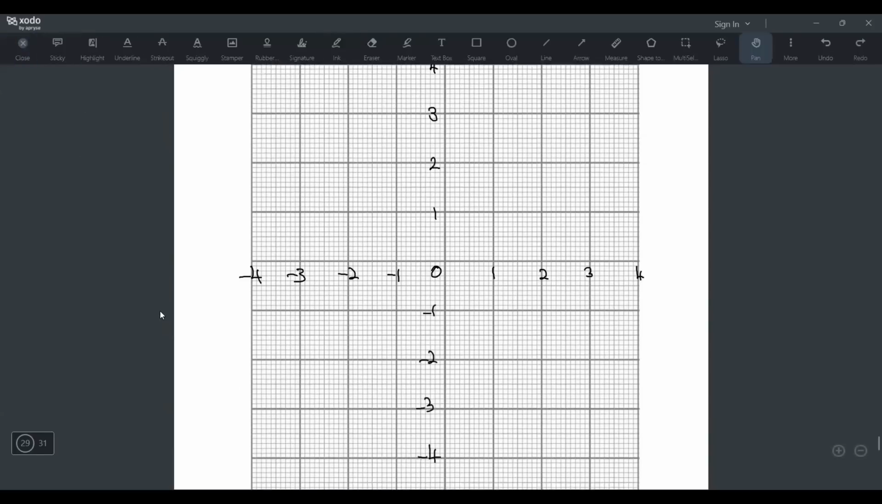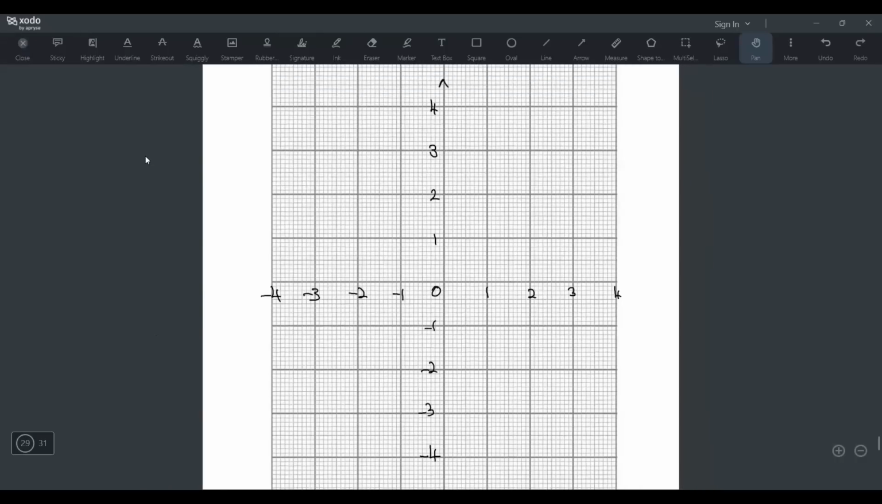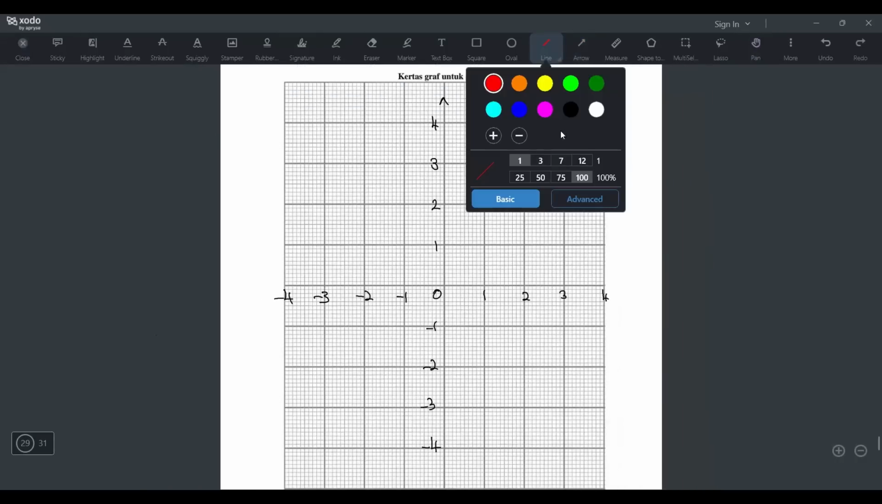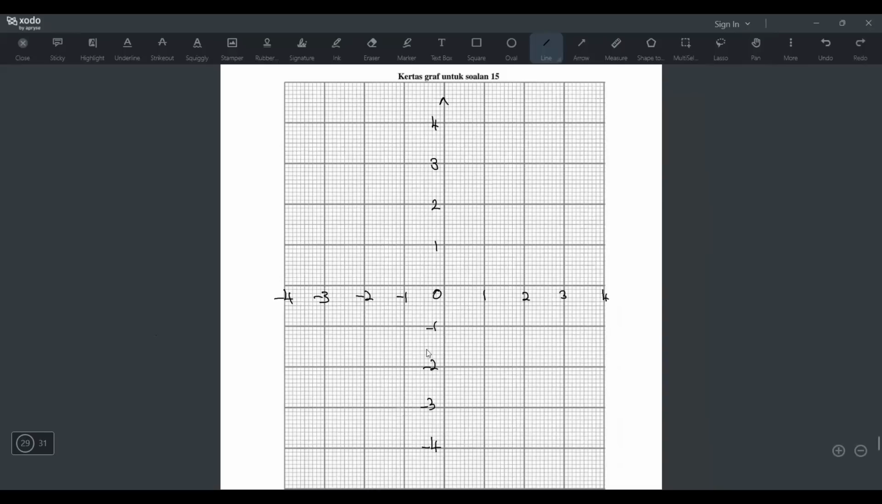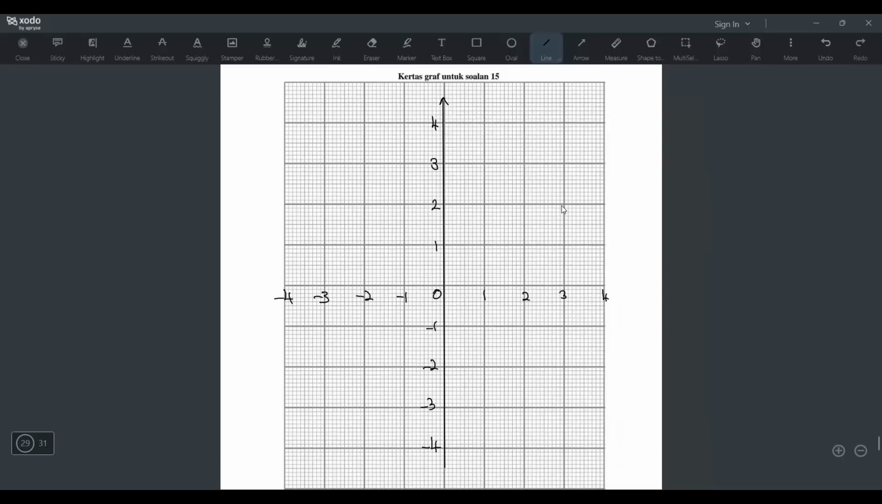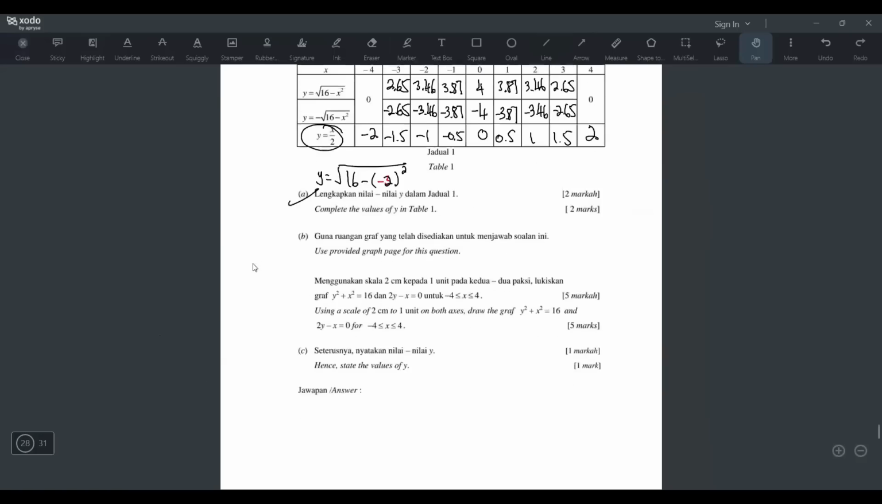Okay, so now I will draw my axis. So this is how it looks like. Okay, wait for me. Okay, so like this. Okay, let me make the line thicker. Okay, good. Okay, so this one also the same. You draw from here, here. Okay, this is how my axis looks like. Now we can plot the points, right?